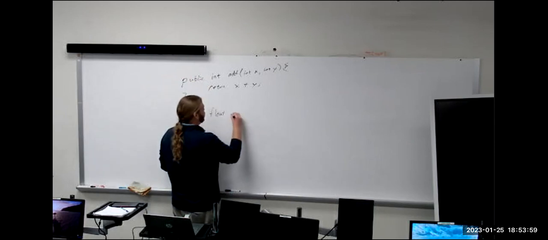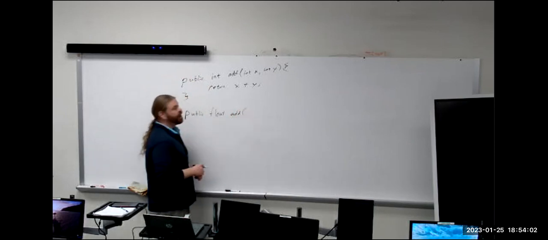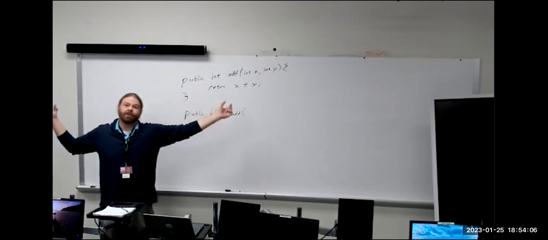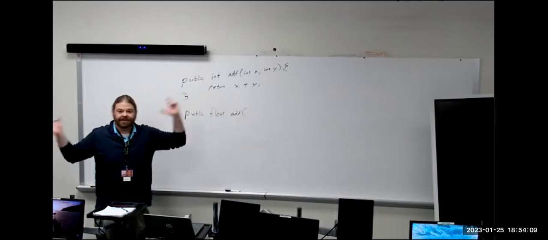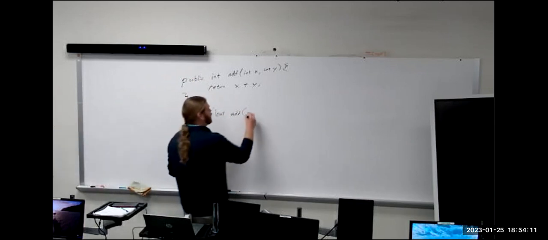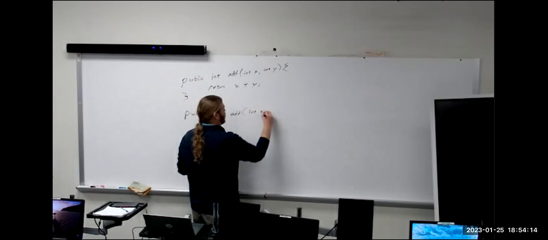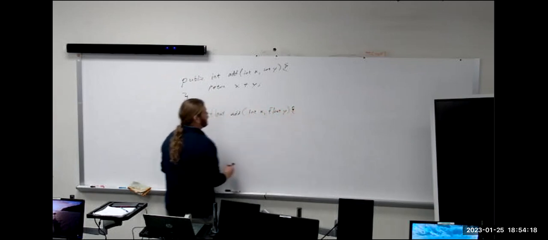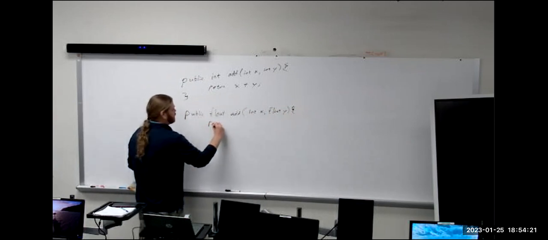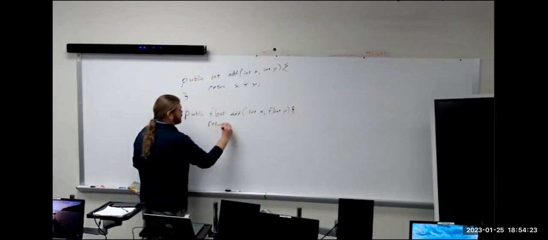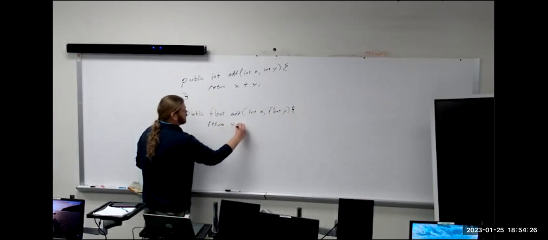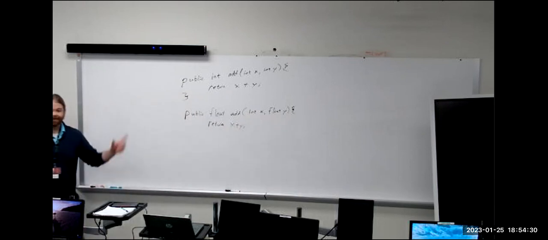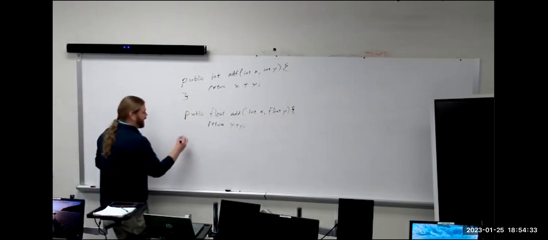So public float add, maybe we pass in an integer, want to add 2 and 3.14. So an integer and a floating point number. So int X and floating point number Y. And then we do the same thing. Return X plus Y, which if we add a whole number and a fractional number, we're going to get a fractional number back.